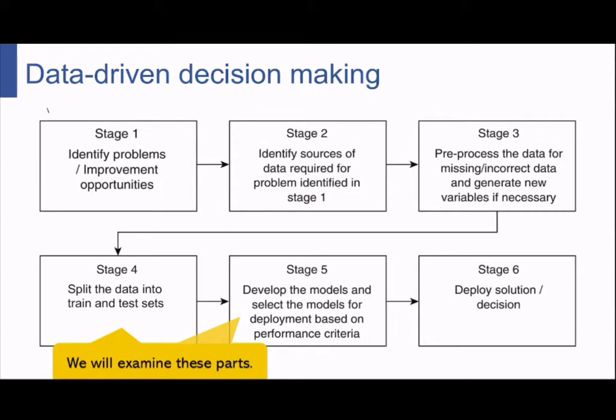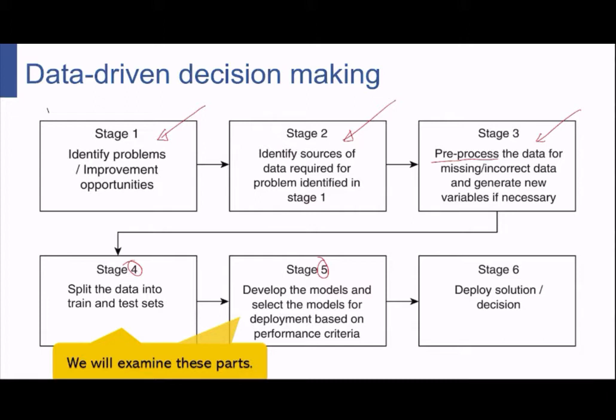So this is the flow of data-driven decision making. We have identified the business problems that we had to solve. We found the data that we needed to collect in order to answer these questions. We have pre-processed the data, we have cleaned it, we have removed missing values, we have normalized the data. And now we move into stage 4 and 5, where we prepare the data for learning, for data mining and for machine learning.